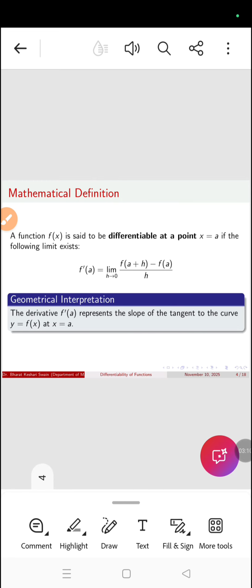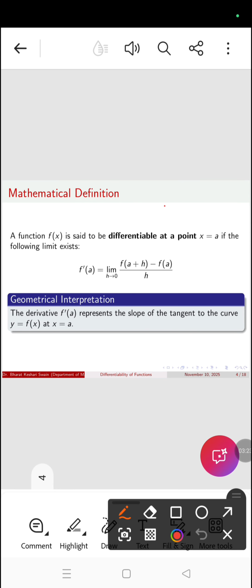Next we come to the mathematical definition. This is important. So what is the mathematical definition? A function f of x is said to be differentiable at a point x equal to a if the following limit exists: limit h tends to 0, f of a plus h minus f of a, divided by h. If this limit exists, then the function is called differentiable at point x equal to a.